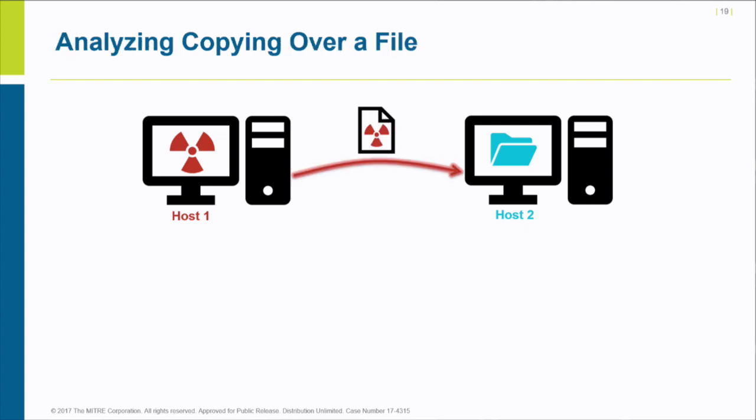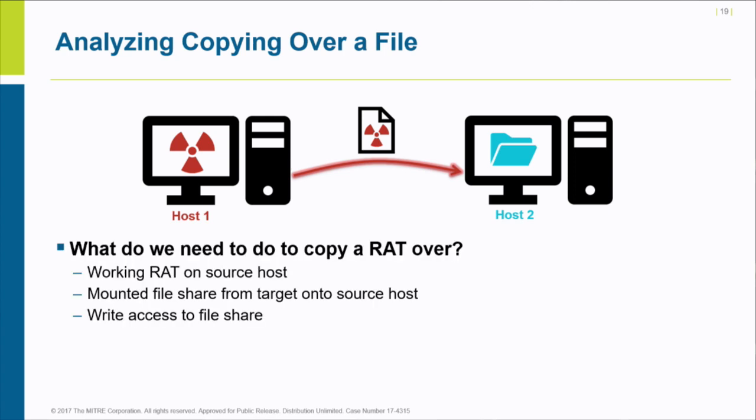So let's look at a specific example of an action. Here I want to talk about copying a file from host 1 to host 2. What we might want to do in understanding this action is enumerate what the requirements are. Here the question is, what do I need to do to copy this RAT file over to the other host? First, I need a working RAT on the source host, on host 1. I need a mounted file share from host 2 onto host 1. Then I need write access to that file share.